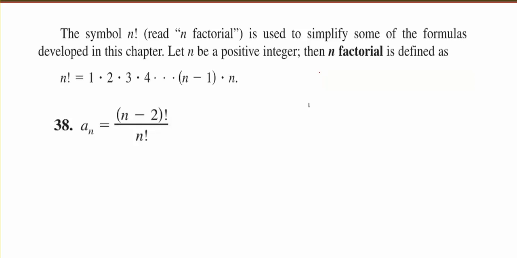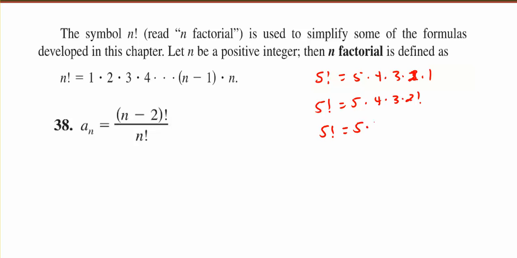Now let's look at an example. Let's say we have 5 factorial. Well, that's the same thing as 5 times 4 times 3 times 2 times 1. Or I could say 5 times 4 times 3 times 2 factorial. Or I could say 5 times 4 times 3 factorial. So I can stop that wherever I want or wherever I need to.